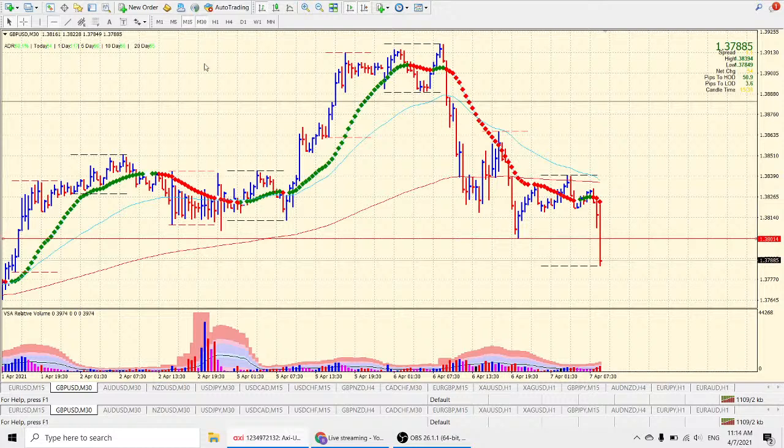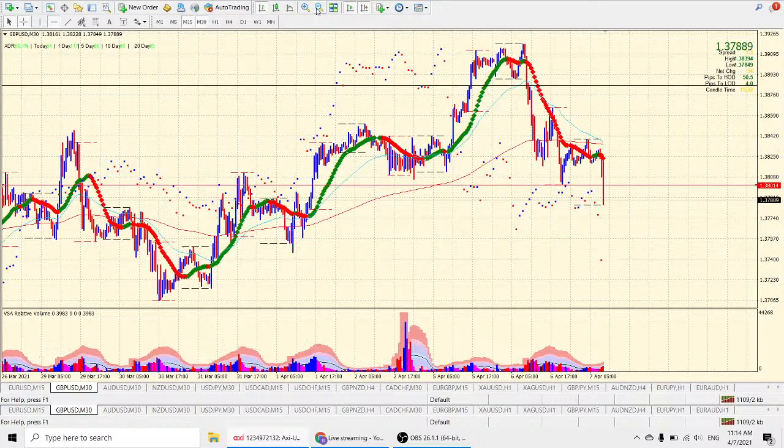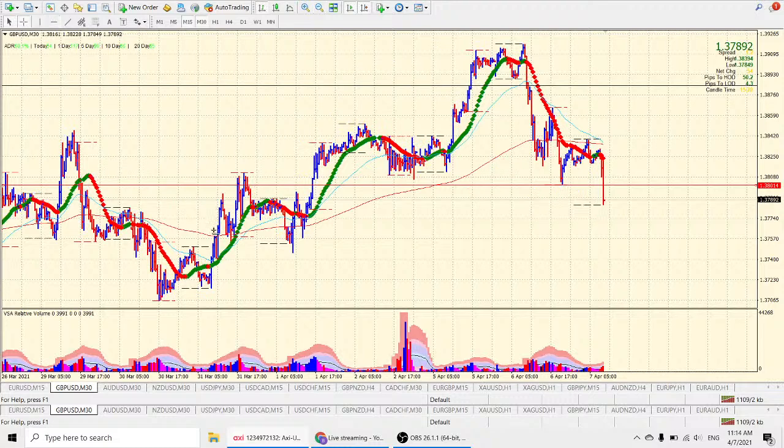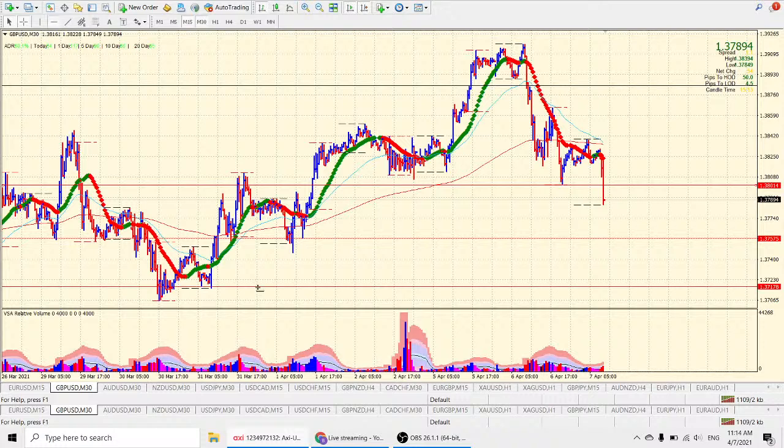Other than that, if we zoom out a little, we can have next potential areas where we can find rejection, 37.57, then 37.16. So this could be the target for today.